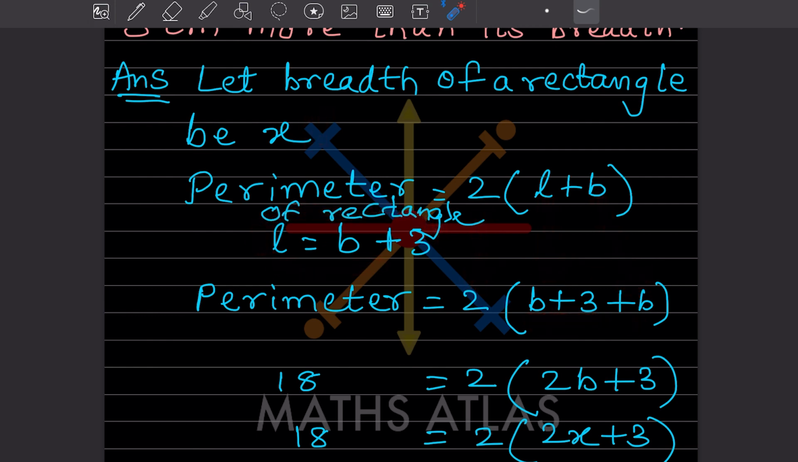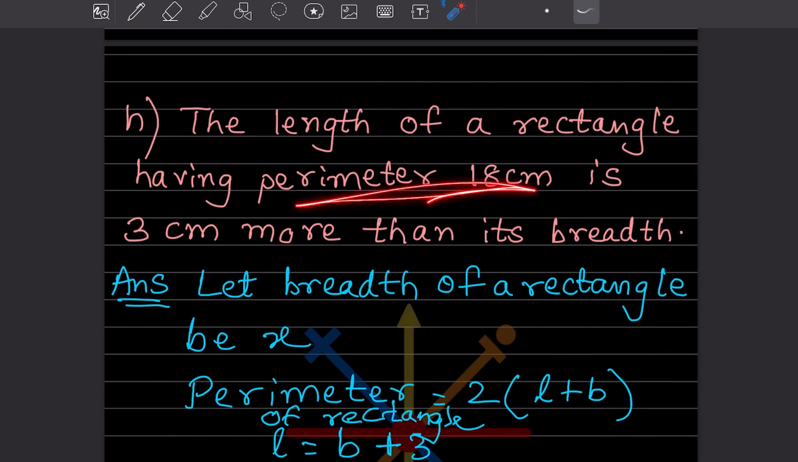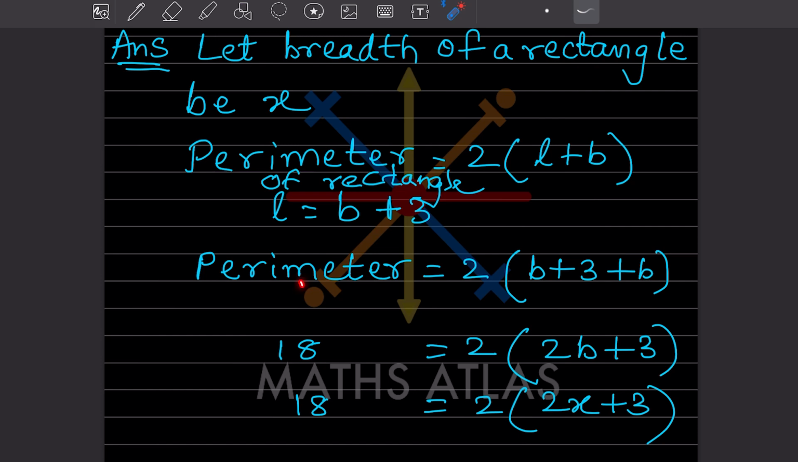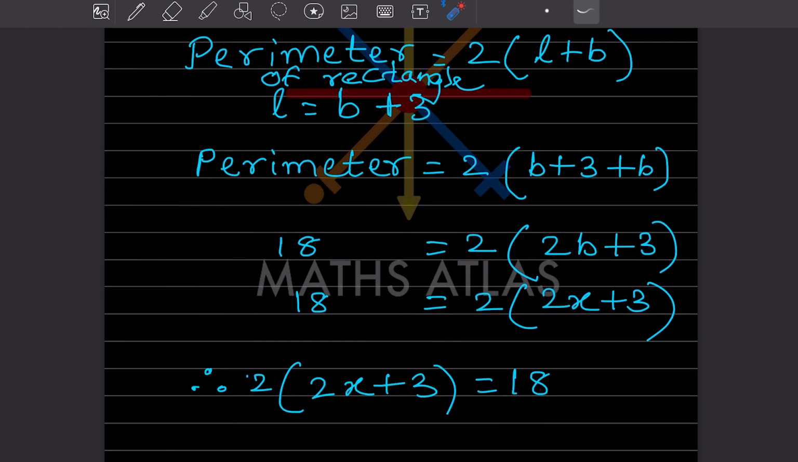Okay. So now the perimeter is given as 18. Now look at here, 18. So what am I going to write here? Below this one, the perimeter, we will write here 18. So now just see here, B and B becomes 2B. Okay. And plus 3. So 2 is as it is. Okay. So now what is this going to be?